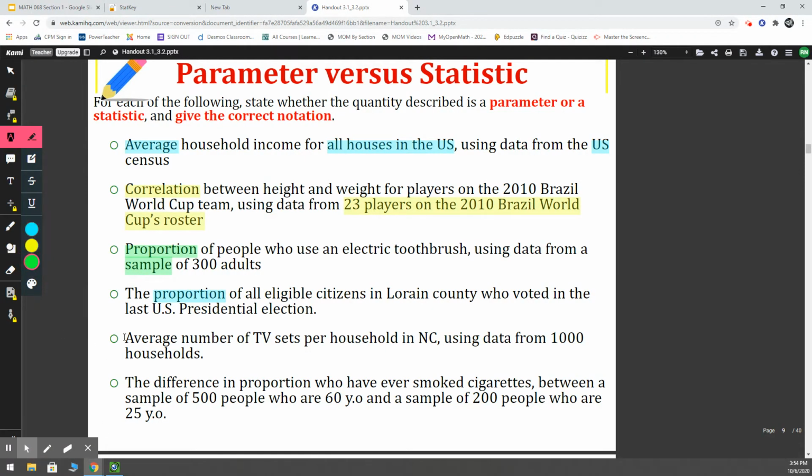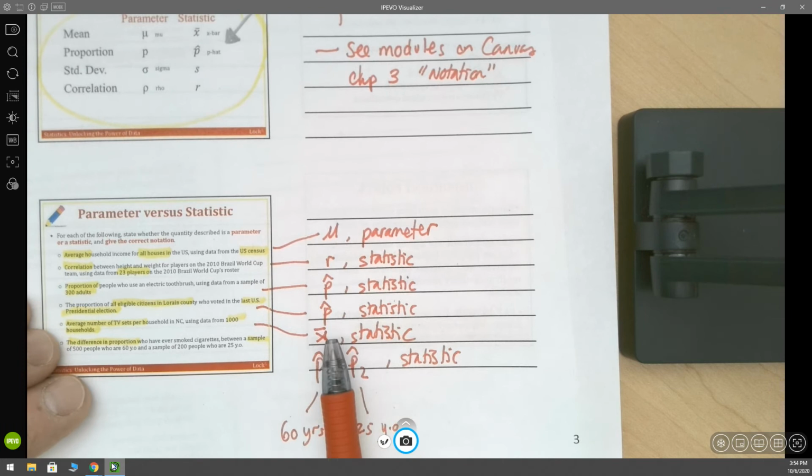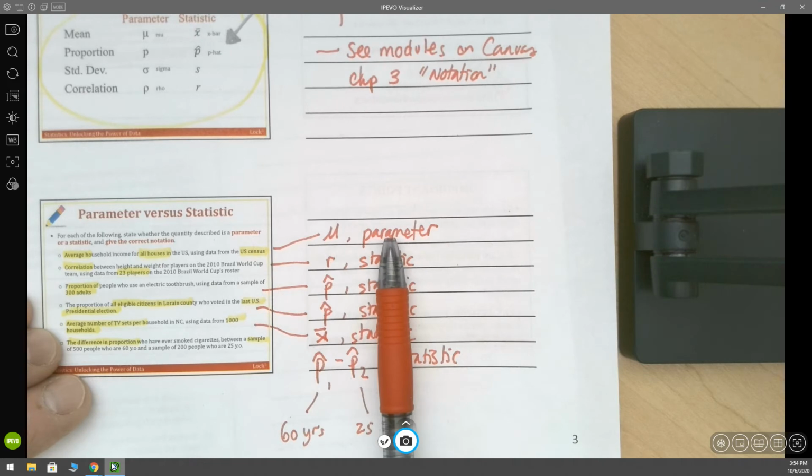Moving down, I have an average number, so that again is a mean, of houses in North Carolina using just 1,000 people. So once again, I have a sample, but this time my sample comes from a mean value. X bar of a statistic compared to average of a population parameter.